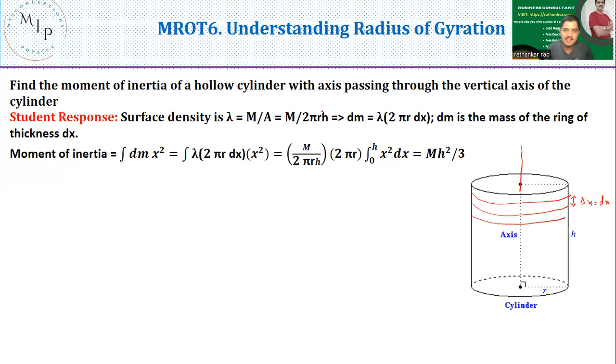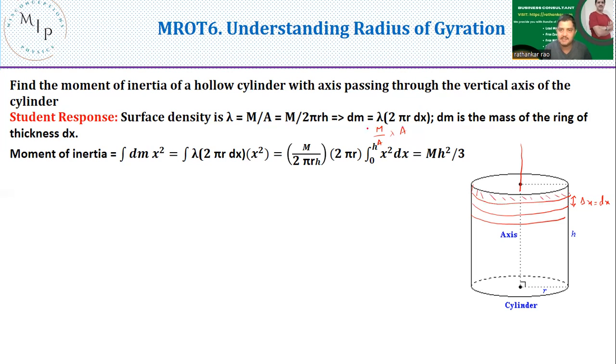That's what he did. As a result, the area of this is nothing but circumference multiplied by the height. The total height is h over here, so 2 pi r h is the area. So the surface density is equal to m by 2 pi r h. Now, if you want to find the small mass, the mass of this one ring, it is lambda into 2 pi r into dx. How do I get this? Lambda is the surface density, which is mass divided by area. If I multiply this by area, I will get the mass.